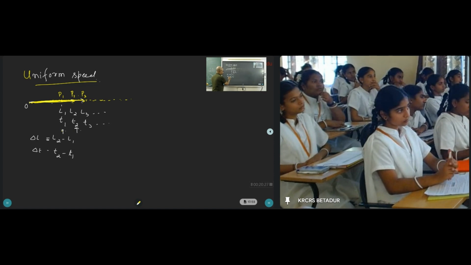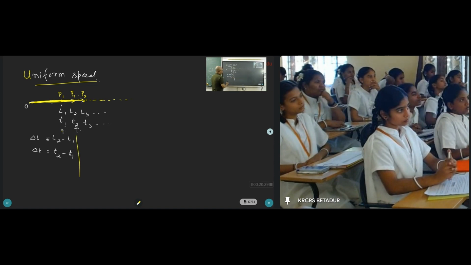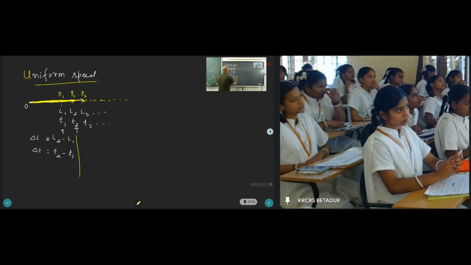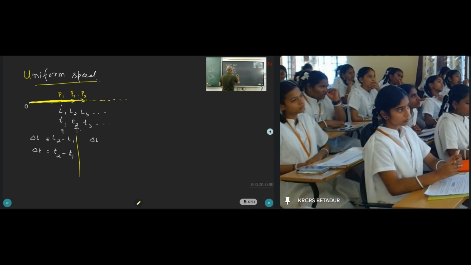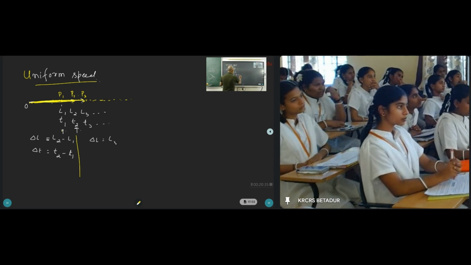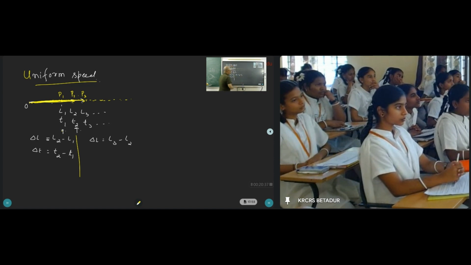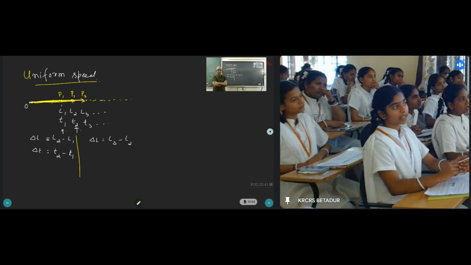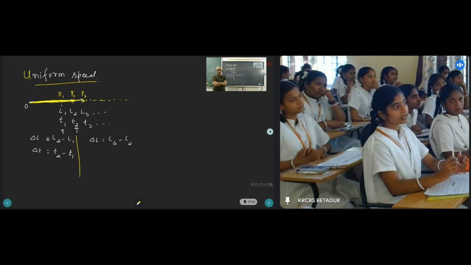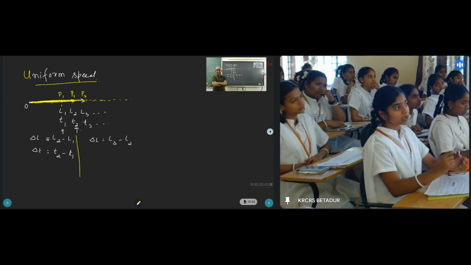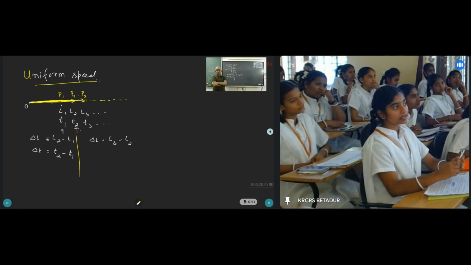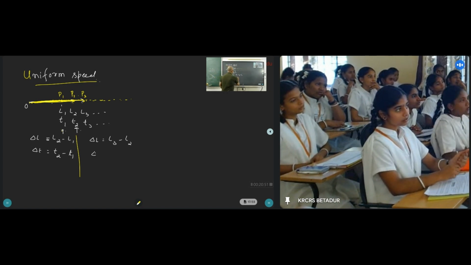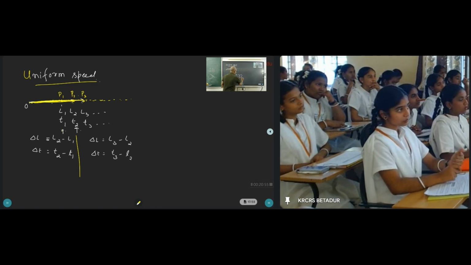Now this is the first set. Now see the next: delta L is equal to L3 minus L2. What does that mean? L3, the third position of the particle, minus the length at position 2. And delta T here is T3 minus T2.